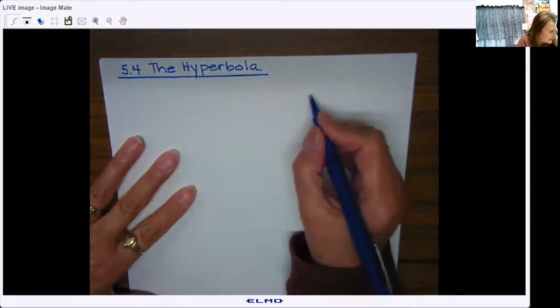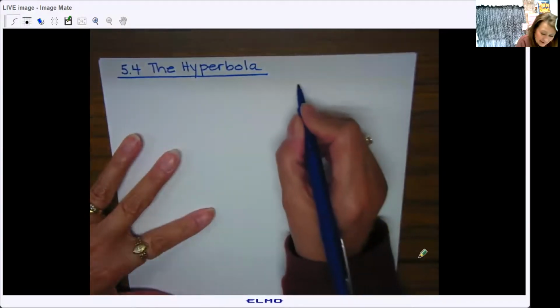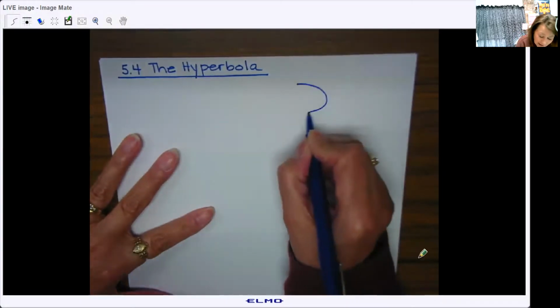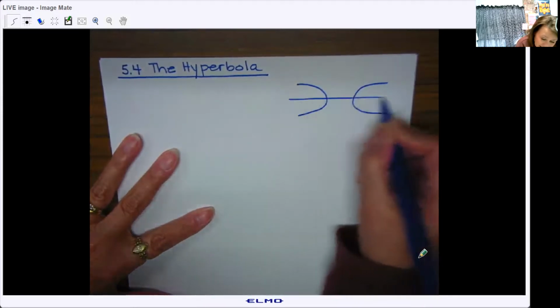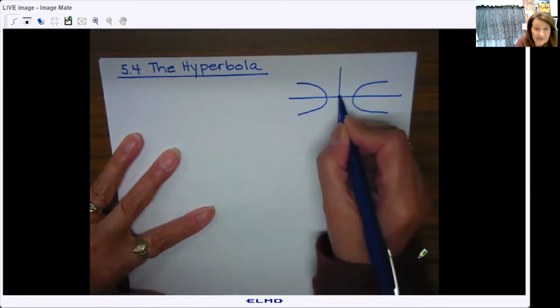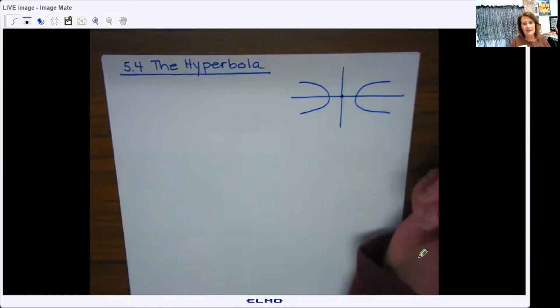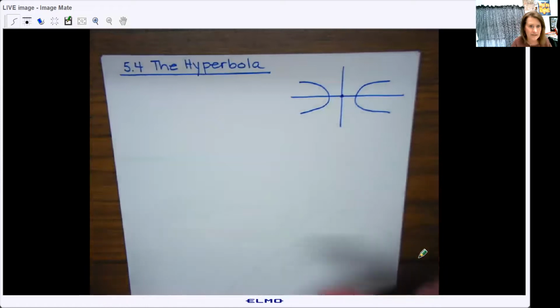So what you end up getting, let me share my screen with you so that you can see what I'm looking at here. What you end up getting is two branches, and they may go left and right, and they may go up and down. Let's take a look at these two branches. You get two branches like this. Maybe this is my X, and these are going to be centered at 0, 0. In chapter 5, everything's centered at 0, 0.